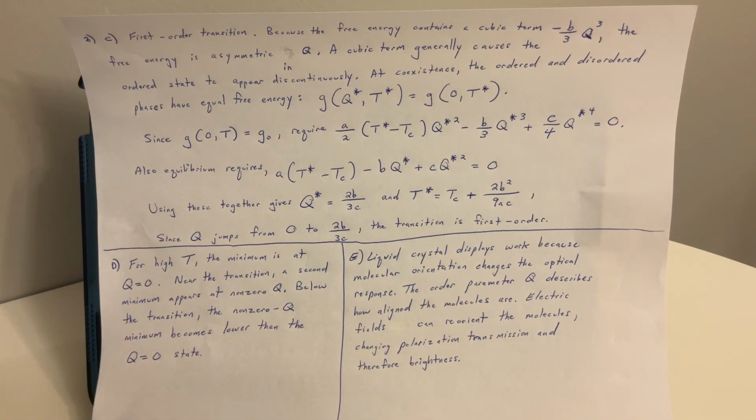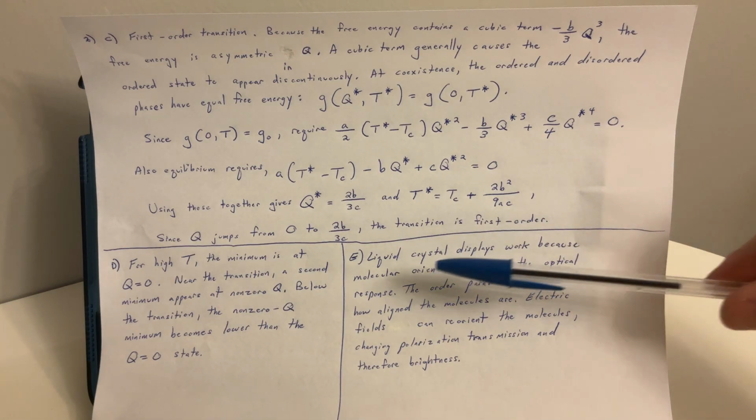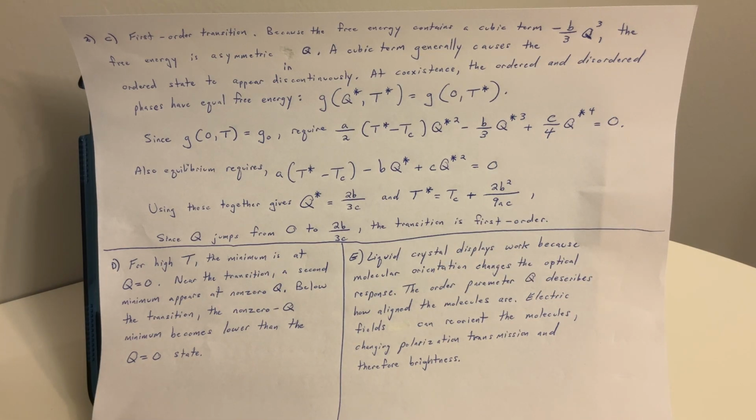All right, and letter E, explain briefly why liquid crystal displays rely on orientational order. Liquid crystal displays work because molecular orientation changes the optical response. The order parameter Q describes how aligned the molecules are. Electric fields can reorient the molecules, changing polarization transmission and therefore brightness. Okay, so that's number 2. Let's move along to number 3.